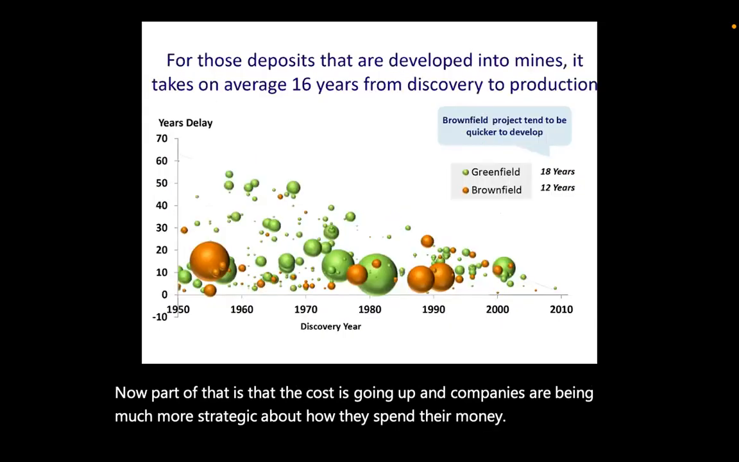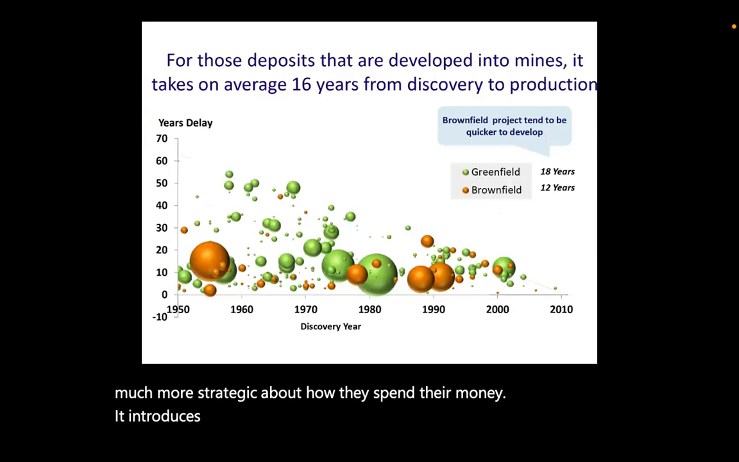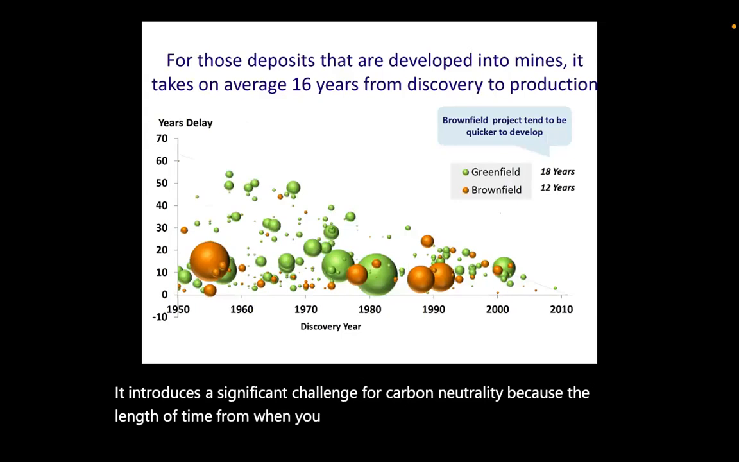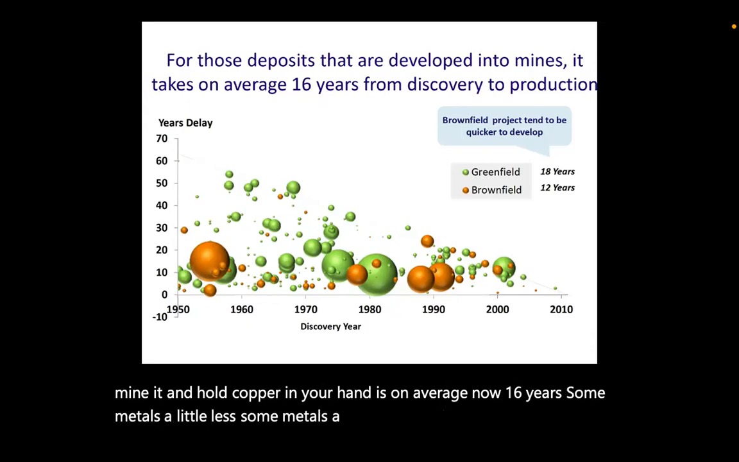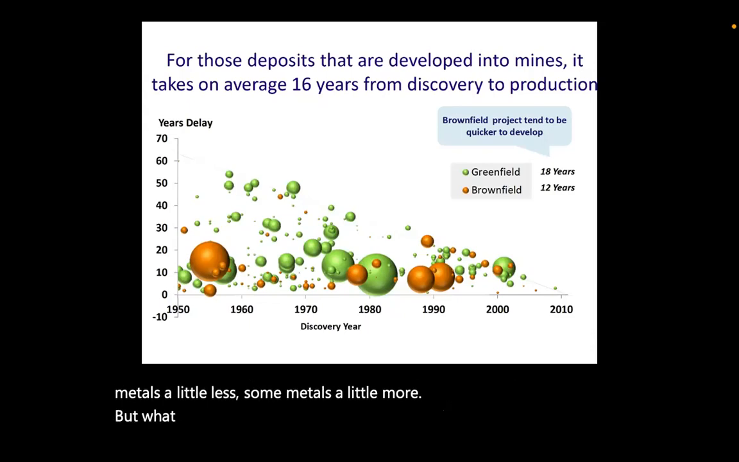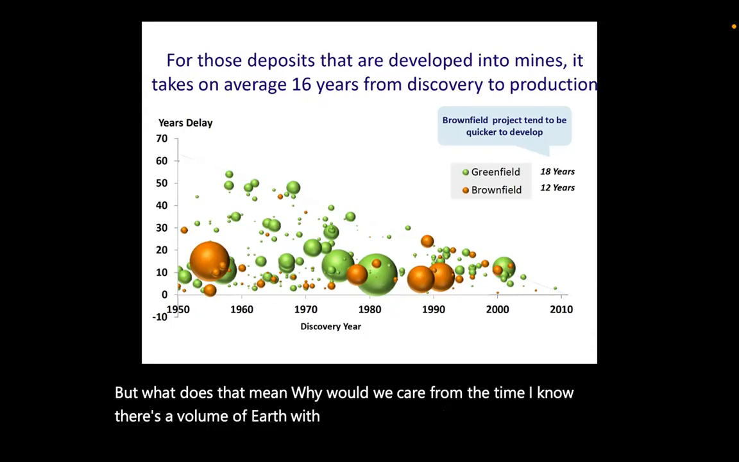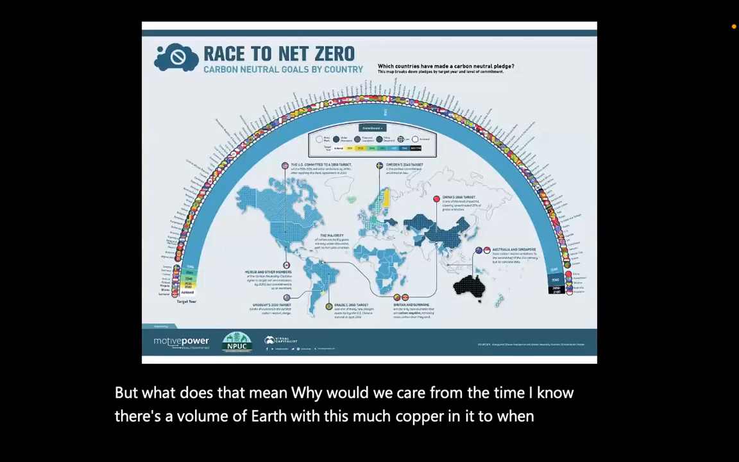It introduces a significant challenge for carbon neutrality, because the length of time from when you discover a deposit to when you actually mine it and hold copper in your hand is on average now 16 years. Some metals a little less, some metals a little more. But what does that mean? Why would we care about the time from when I know there's a volume of earth with this much copper in it to when I have that copper?